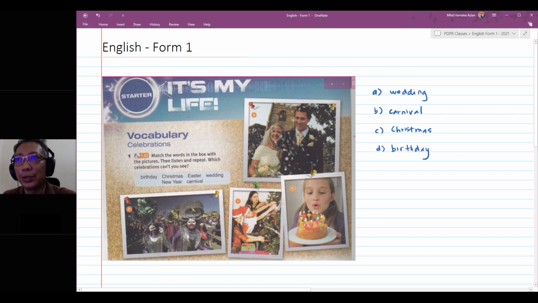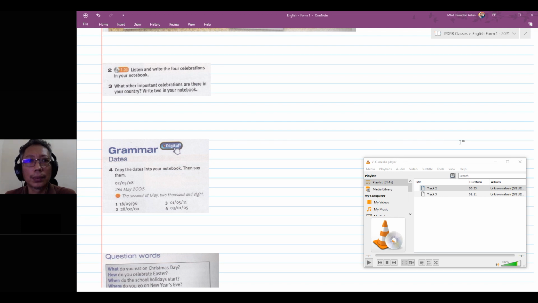So what are the two celebrations that you can't see from the pictures? The two are Easter and New Year. Okay, we have done with part one. Now we continue with part 2.